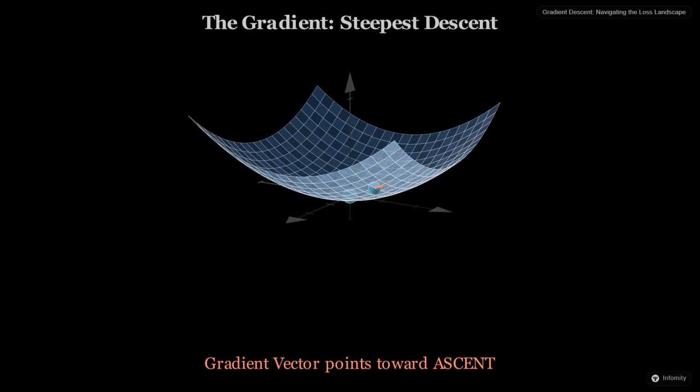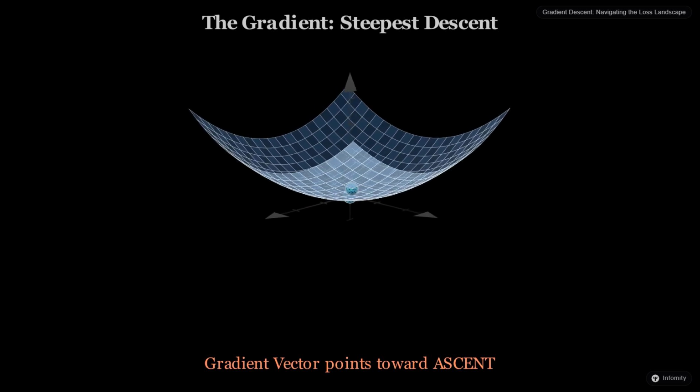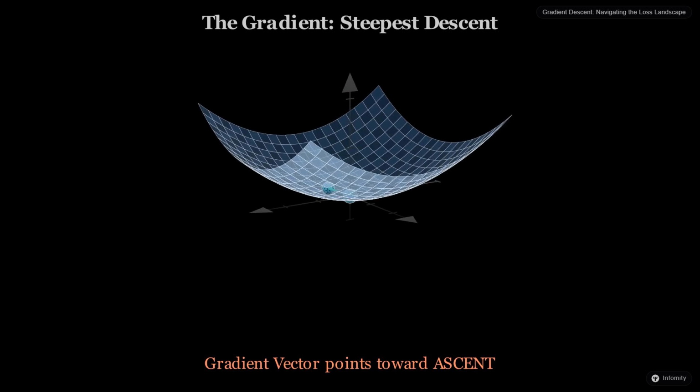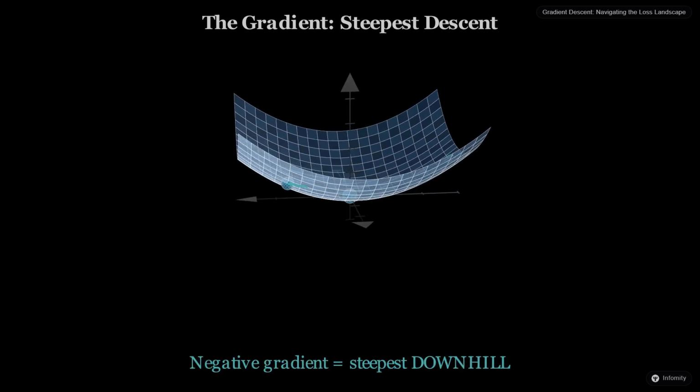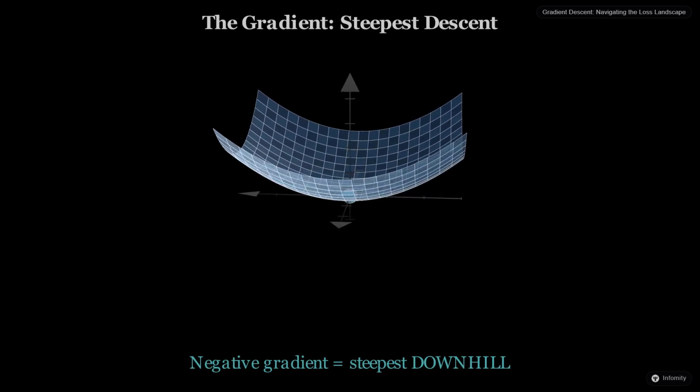Naturally, to go downhill most efficiently, we simply move in the exact opposite direction of the steepest upward path. This negative gradient points us directly towards the most rapid reduction in loss.